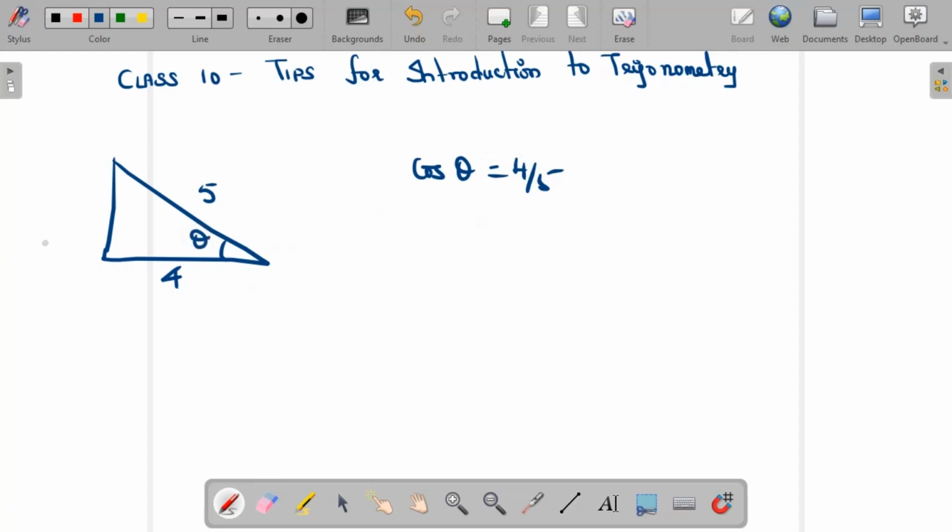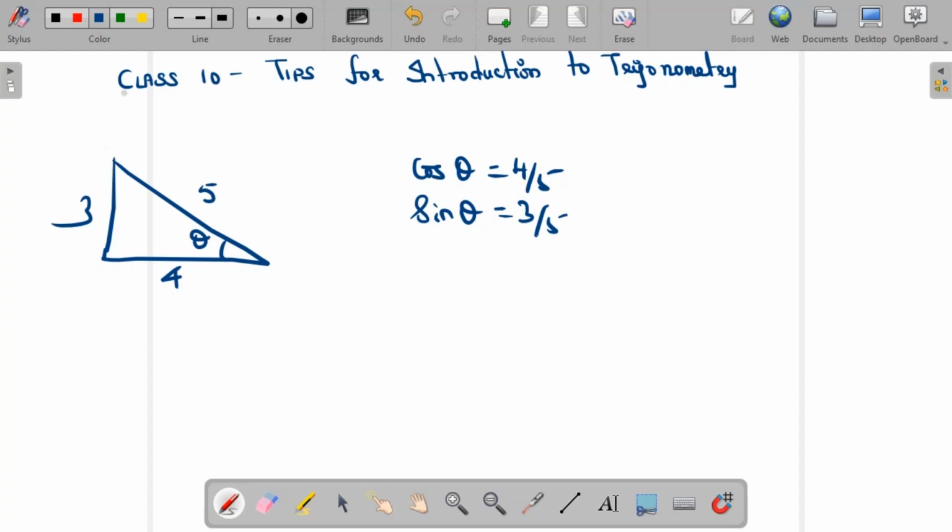So using Pythagoras theorem, you can find out the other side. So in this case, it's root of 5 square minus 4 square, which is 3. So this will lead up to sin theta is equal to 3 by 5. You can generate all the other trigonometric ratios once you know this. So this may end up being a possible 2-mark question.